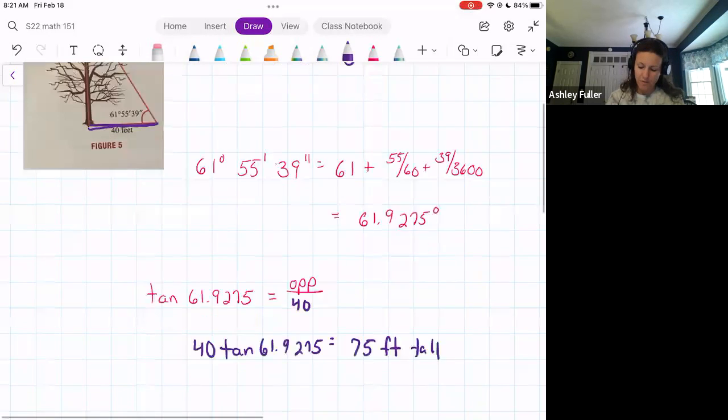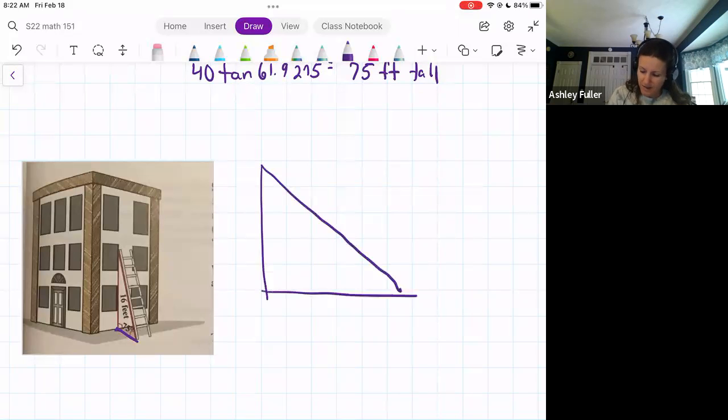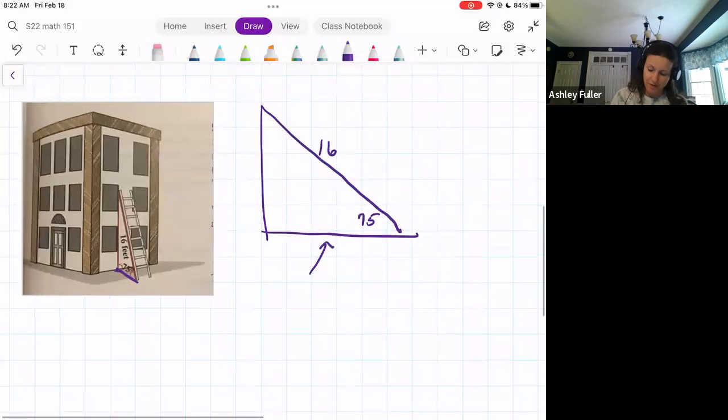A second example might be, suppose you have a ladder. You know the length of the ladder is 16 feet, but the directions might say that it's only safe if you use it at a 75-degree angle. Well, you need to figure out how far back that ladder needs to be in order for it to be safe. We now know the hypotenuse, which is 16 feet. We know the angle. What we're trying to figure out is how far back do we put the ladder?